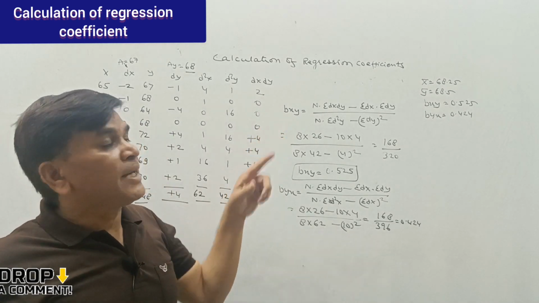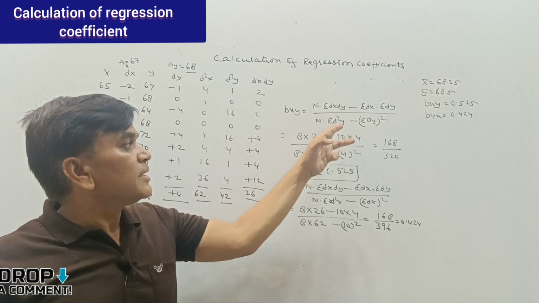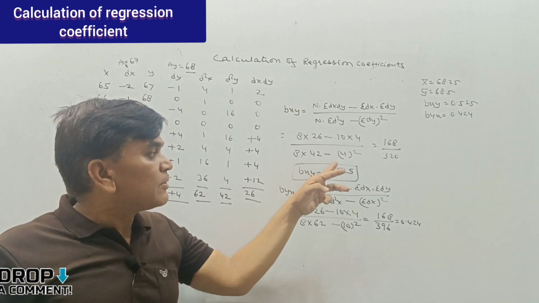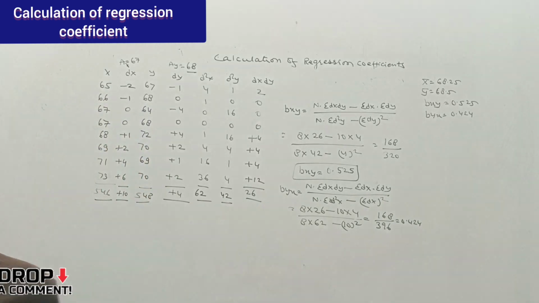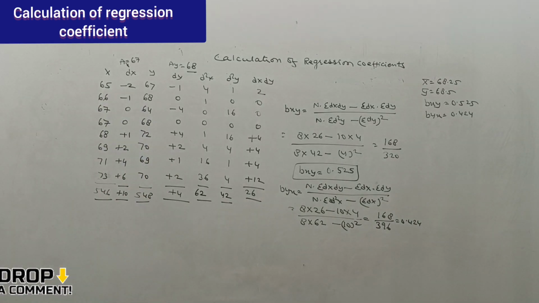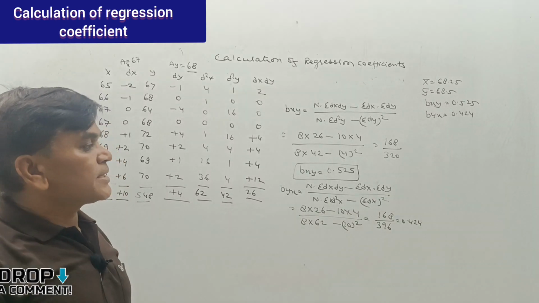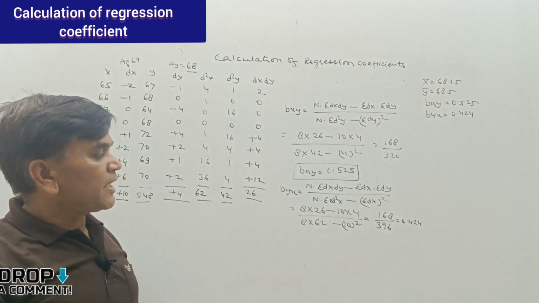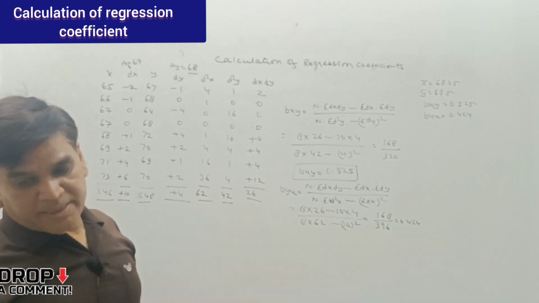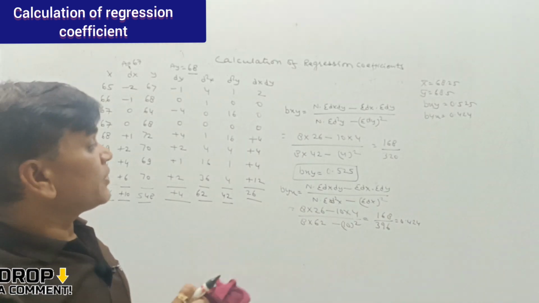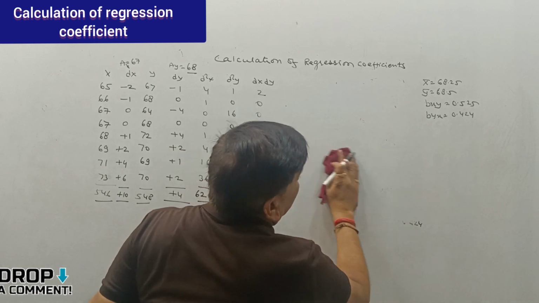For BXY, n multiplied by sigma dx dy minus sigma dx multiplied by sigma dy, divided by this. By putting in this value, you will get 0.525. For BYX, you have to use that formula, that is n multiplied by sigma dx dy minus sigma dx multiplied by sigma dy, divided by n multiplied by sigma dy square minus sigma dy squared, by putting in these values. Now with the help of this, we can easily get BXY and BYX, no problem at all.